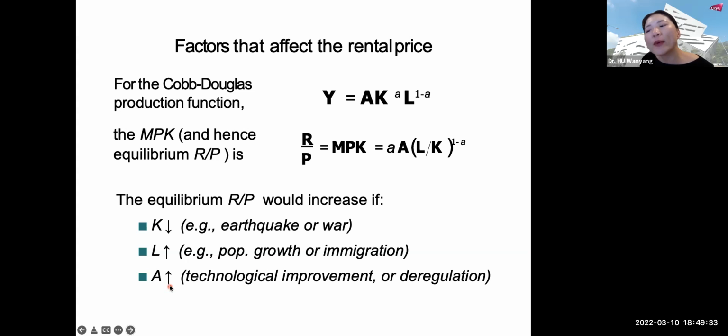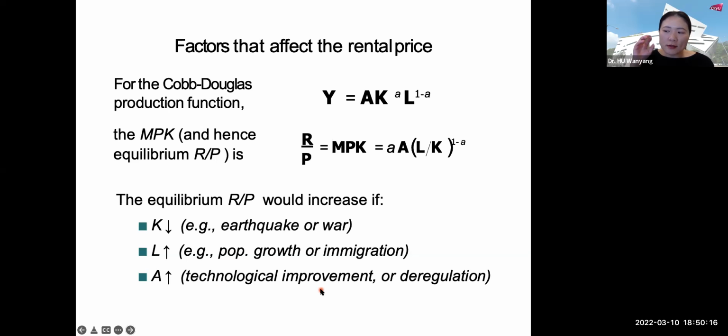Or alternatively, we have a technological shock to the whole production function. So A changes. Usually when A changes, it means that we have some technological advancement, or sometimes it might be some regulatory change, for example, deregulation. Basically we rely on the market. The government retreats from the market, and now the market takes a dominant role. A lot of new classical economists believe deregulation can increase competition in the market, so as to increase the productivity factor, which is A.